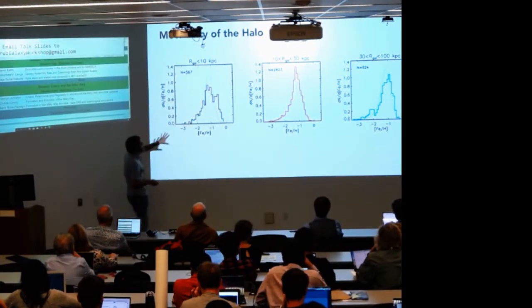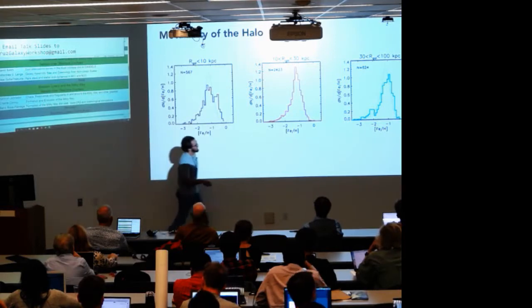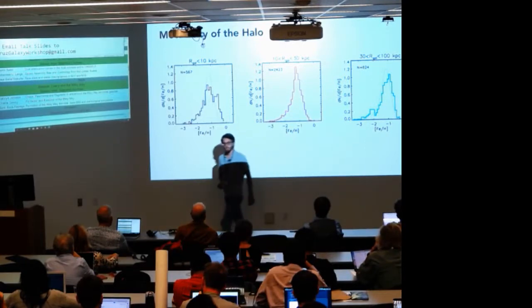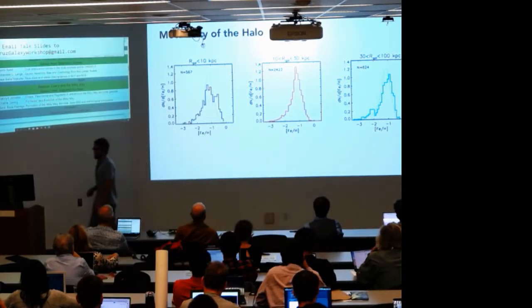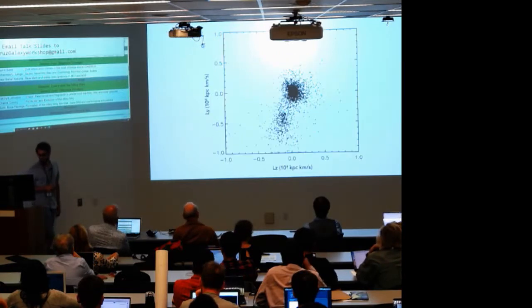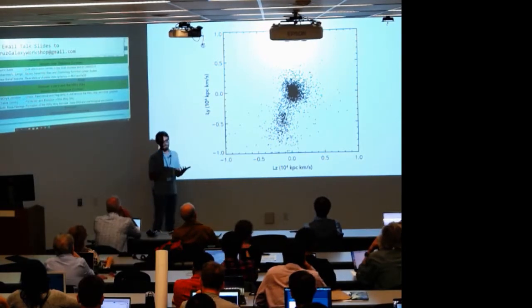So again, within the inner part of the galaxy, this is clearly the in situ component, the metal-rich component. Over here, this is mostly Sagittarius, but again, there's this very distinct metal-poor component at larger radii. And we're just beginning to try to understand what that means for the origin of the halo.